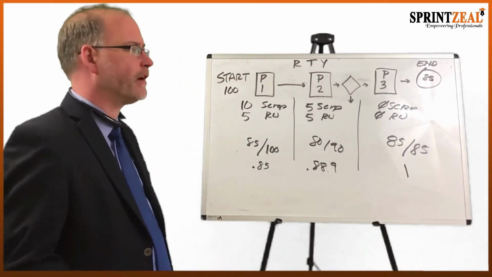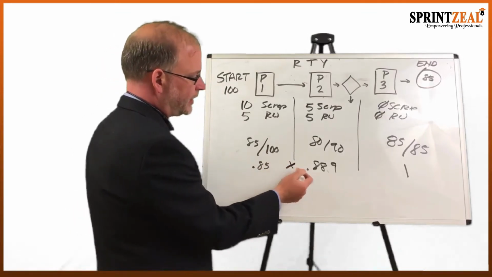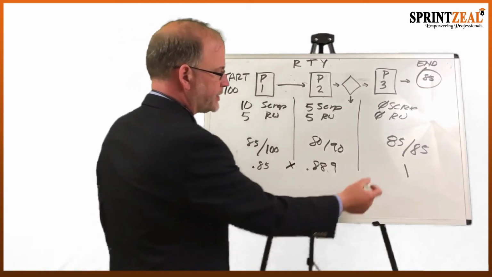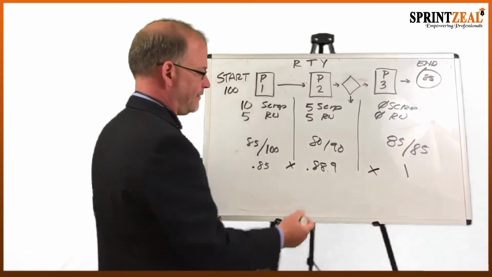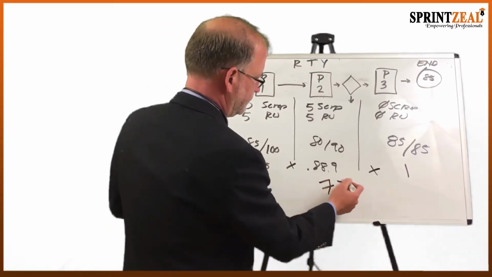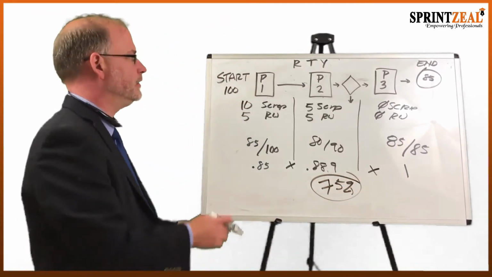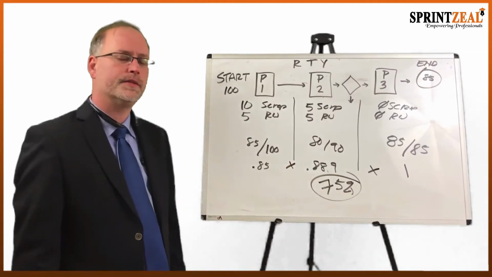So now to calculate our rolled throughput yield, we just take 85%, multiply that by 85%, multiply that by 88.9%, multiply that by 100%, and we get 75%. So our rolled throughput yield for this process is 75%.